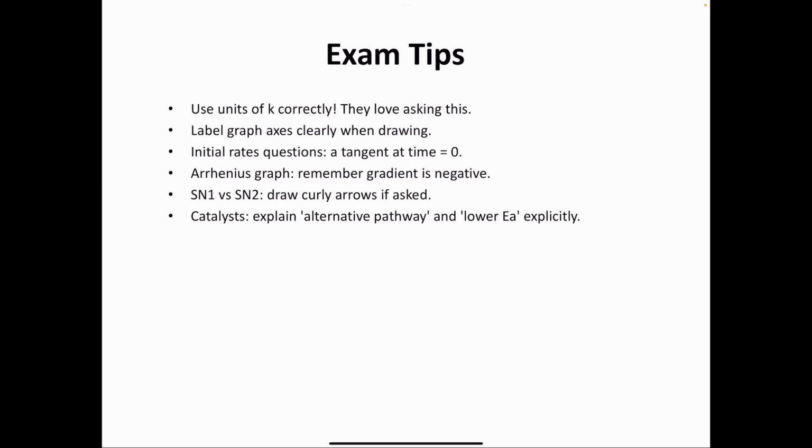The exam tips: please remember to use the units of k correctly. They love asking about that. And then label your graph axes clearly when you're drawing. The initial rate of reaction is determined by drawing a tangent at time equals 0. And then the Arrhenius graph, you remember it has a negative gradient. And of course, a catalyst creates a new pathway with lower activation energy.